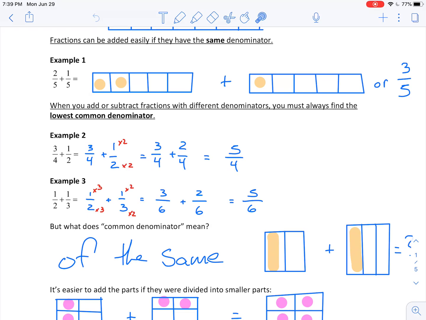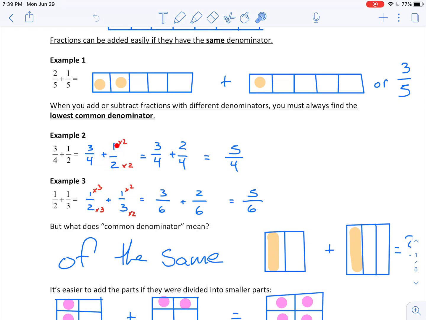When you add or subtract fractions with different denominators, you must always find the lowest common denominator. So this is the key. If I have fractions that have a different denominator, I need to make sure those denominators are the same, so that both fractions are of the same whole, or of the same amount. So 3 over 4 plus 1 over 2, I know that 3 over 4 and 1 over 2 are not the same, so I need to change one fraction.